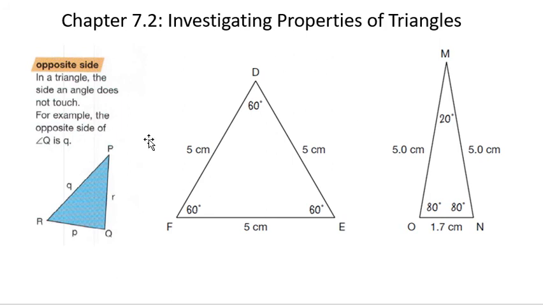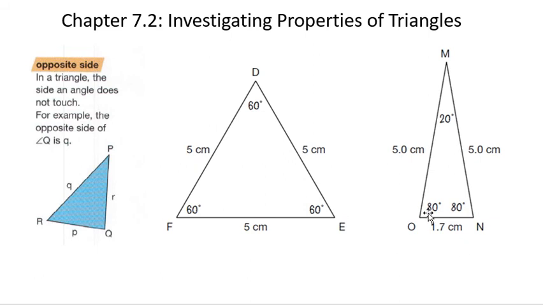Let's look at these triangles right here. So the side opposite angle D would be the side length it's not touching. It's touching this one, it's touching this one, that means it's not touching this one. So this line that goes from E to F is opposite D. And let's look at this one. M is not touching the line that goes from N to O. So the side opposite M is 1.7 centimeters.